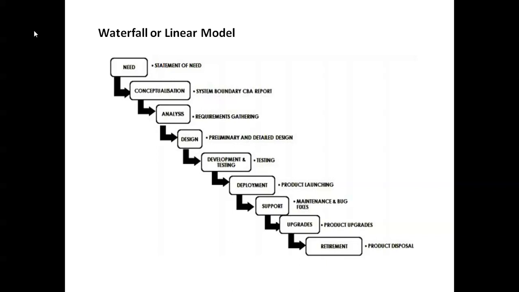What is need? It's a statement of need. Conceptualization is the system boundary and report. Analysis is requirement gathering. Design is preliminary and detailed design. Then development and testing, so the testing part starts from here, which is the validation part. Deployment is the product launching. Support is maintenance, where we have to fix the bugs. Then we have to give product upgrades, and retirement, which is product disposal. So this is the waterfall model.